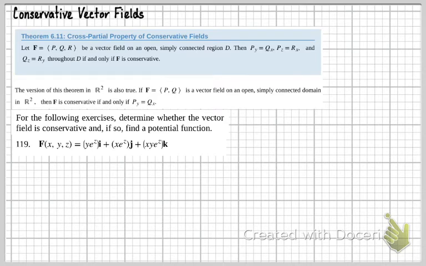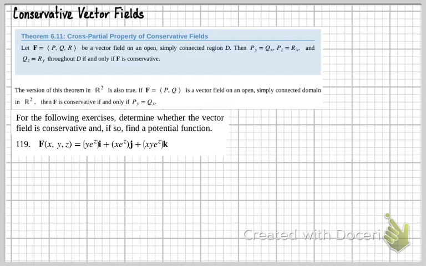It says the version of this theorem in R2 is also true. If F equals P comma Q is a vector field in an open simply connected domain in R2, then F is conservative if and only if Py equals Qx.